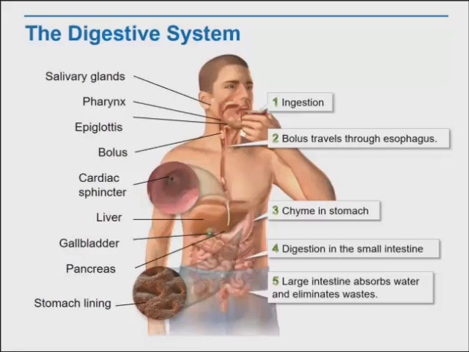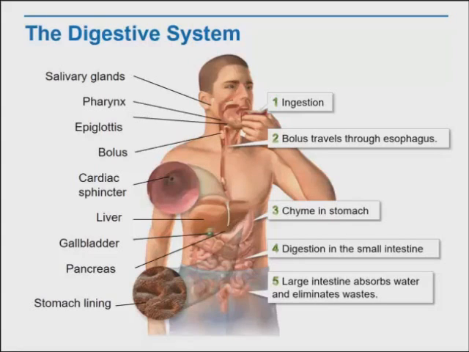Bile, which is made in the liver, is released from the gallbladder into the small intestine and aids in fat digestion. Enzymes from the pancreas and duodenum complete digestion. Nutrients are absorbed through the small intestine wall. This takes 3 to 5 hours.